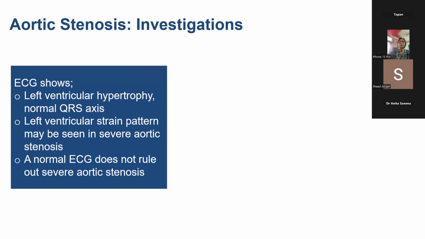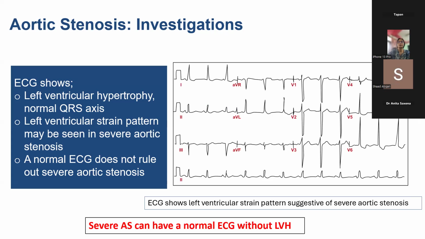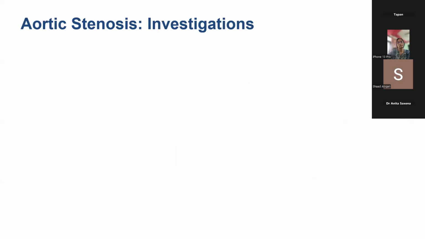Again, I would like to point out that left axis deviation does not go with left ventricular hypertrophy, unlike pulmonary stenosis where you have right axis deviation and right ventricular hypertrophy. You can have left ventricular strain pattern if there is severe aortic stenosis, but what I want you to understand is that a normal ECG can occur in severe AS also. So normal ECG does not rule out severe AS. Normal ECG rules out severe PS, but normal ECG does not rule out severe aortic stenosis. Of course, if you are getting LVH, especially strain, then it has to be severe aortic stenosis.